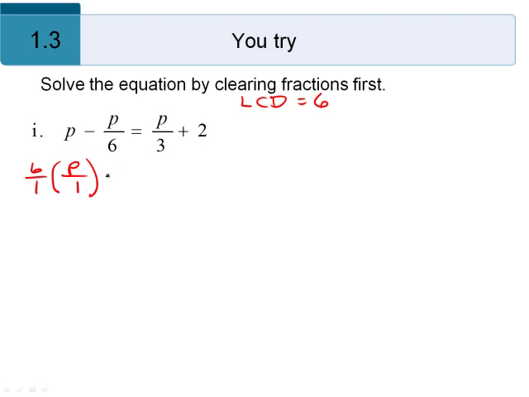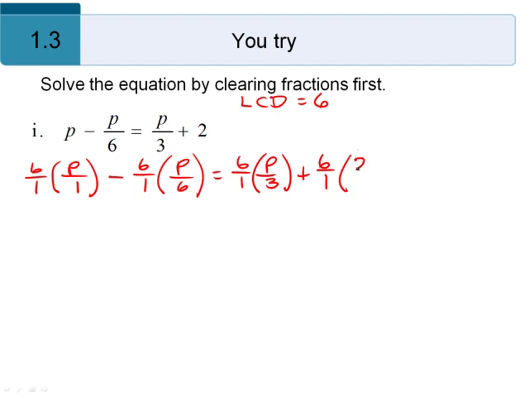So 6 over 1 times p over 1, minus 6 over 1 times p over 6, all right, equals 6 over 1 times p over 3, and then plus, you also have to multiply this too. 6 over 1 times 2 over 1. All right. Every single term gets multiplied by the common denominator.